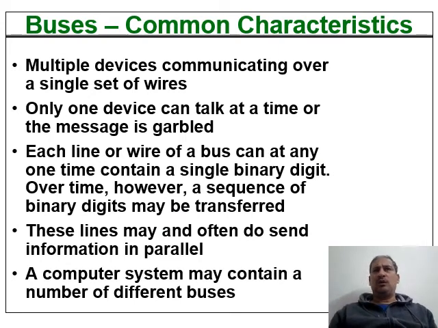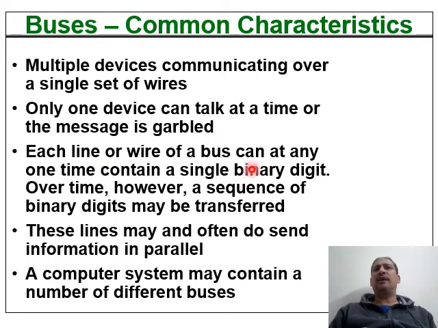So some basic characteristics of buses: what does a bus do? There are multiple devices which are communicating over a single set of wires. One important thing, only one device can talk at a time or the message will be garbled or mixed up. Now this is a very important point. Just like if a number of people start talking in a class, what happens? It's not understandable what everyone is saying.